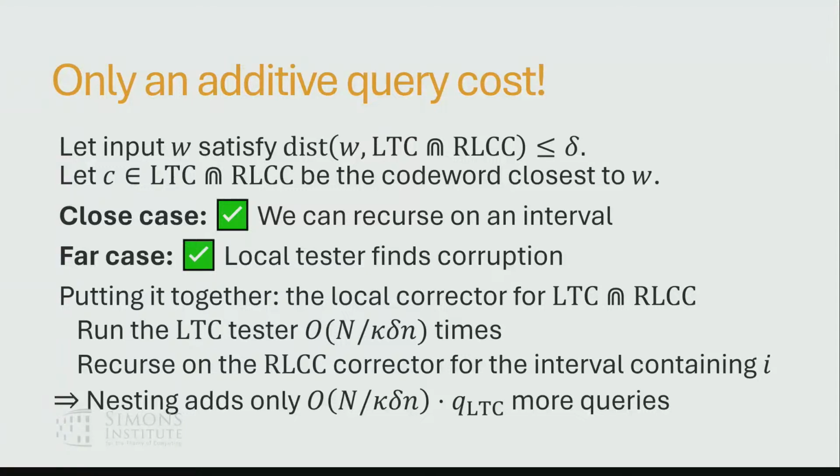So here you can see that this nesting operation only incurs an additive cost in queries. We have this tail recursion because we're only recursing on the smaller code once. And we're adding this extra testing step, but because we only recurse on it once, it becomes an additive cost in queries. This is why we're able to get additive cost, which ultimately leads to polylogarithmic queries.